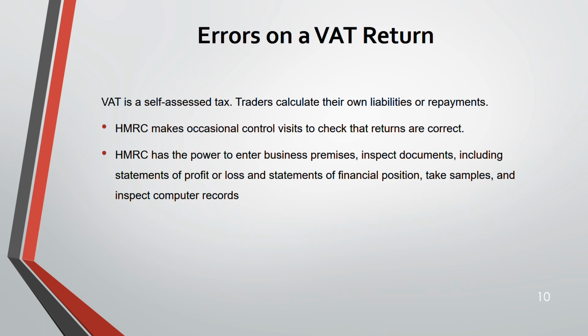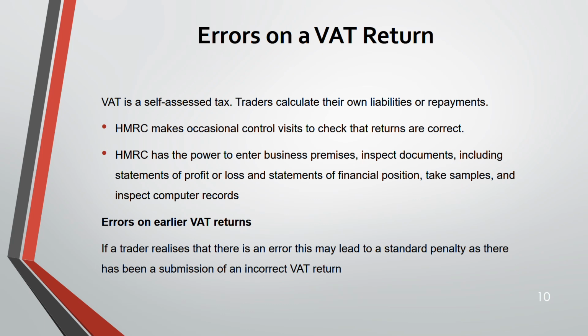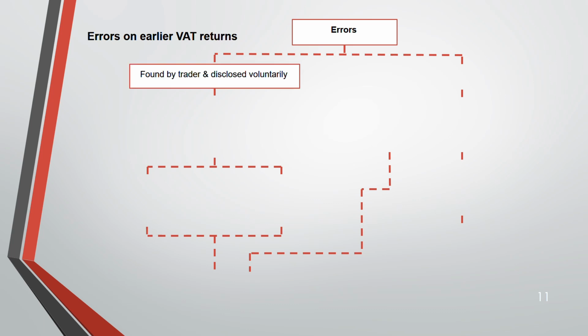HMRC has the power to enter the business premises, to inspect the documents. They can check your statement of profit and loss, statement of financial position. They can take samples. They can inspect computer records. Now, errors on earlier VAT returns. So if a trader realizes that there has been an error which can lead to a standard penalty, okay, what should they do? So now error. Error is found by the trader and they are disclosing it voluntarily, or it's found by HMRC.